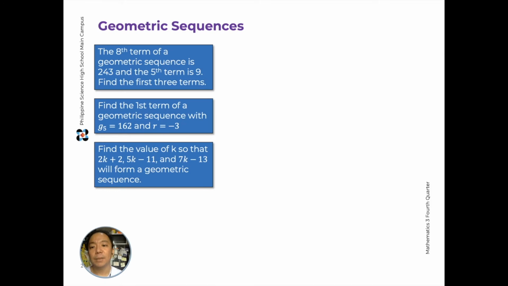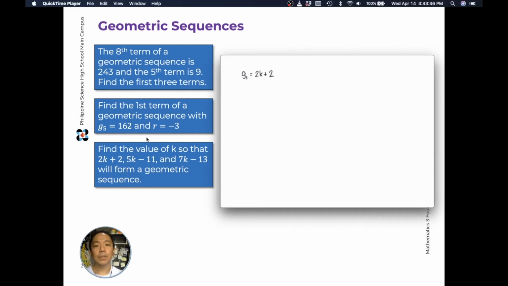Our next example is a bit more involved. Find the value of k so that the three consecutive terms 2k plus 2, 5k minus 11, and 7k minus 13 will form a geometric sequence. So our first term is 2k plus 2, our second term is 5k minus 11, our third term is 7k minus 13. Now, what do we know about geometric sequences? Well, the common ratio is the ratio of two consecutive terms. So it's equal to g sub 2 over g sub 1. It's also equal to g sub 3 over g sub 2.